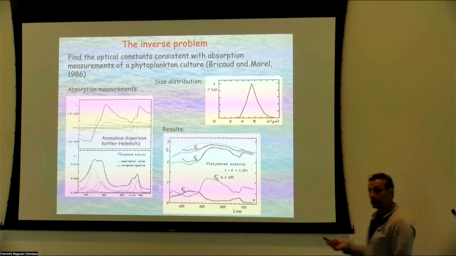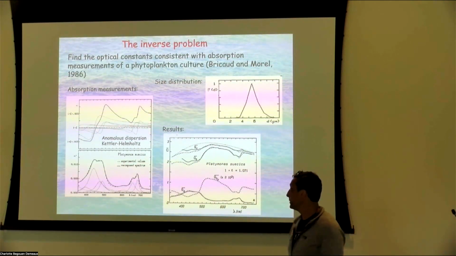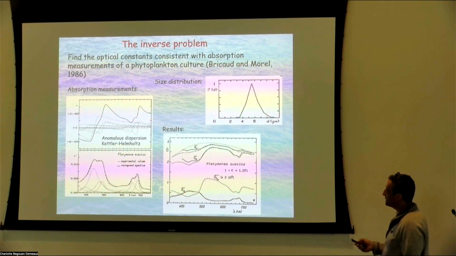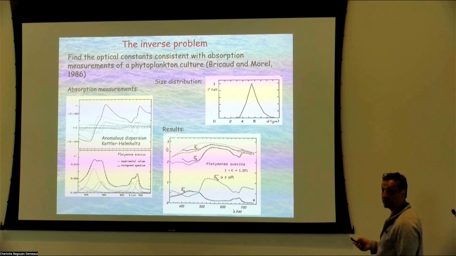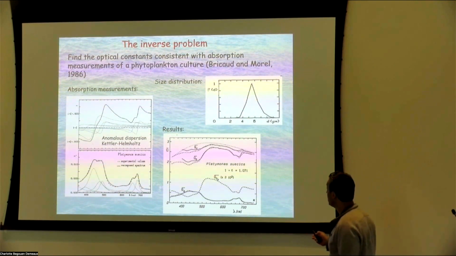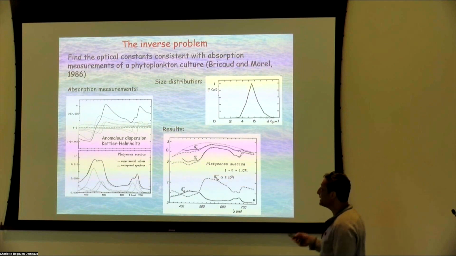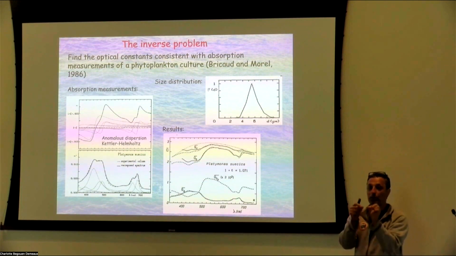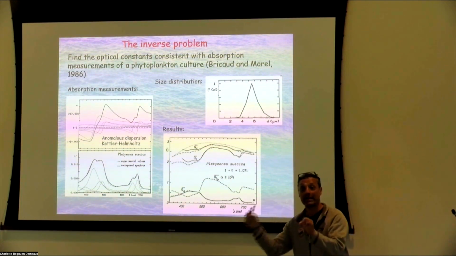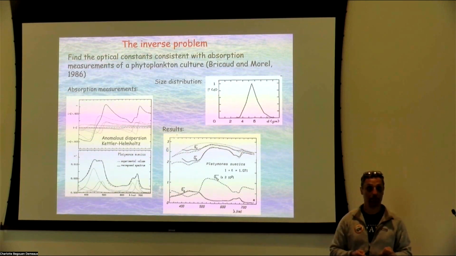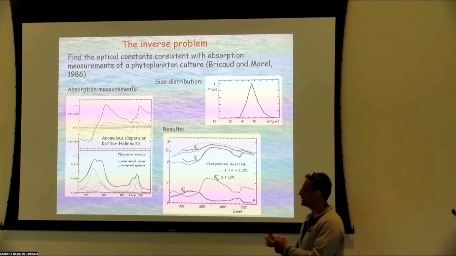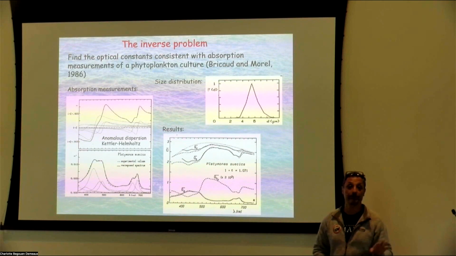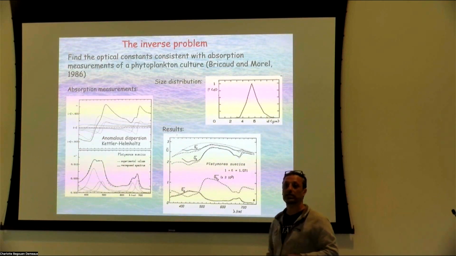The inverse problem of how to get to the index of refraction is what Bricaud and Morel did in a series of papers, where they took measurements of optical properties of phytoplankton that they measured in lab cultures. They measured their size, then fed it into codes and found the optical properties of the particle that would best match their optical observations. From that, they inferred the imaginary and real part of the index of refraction of this culture. These are cornerstone studies in our field, and we'll do similar calculations inside.